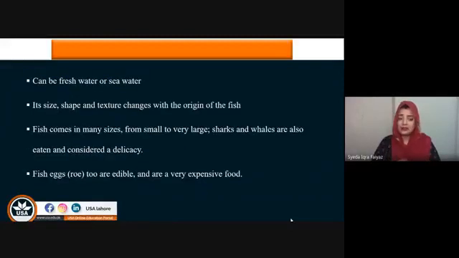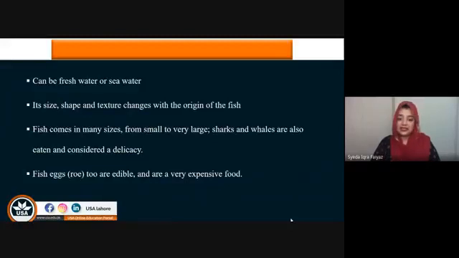Now, starting off, you have to remember that fish can be from either freshwater or seawater. Its size, shape, and texture change with the origin of the fish. Whether a fish is from freshwater or from seawater, the size, shape, and texture of the fish will also be different. For example, if a fish is from seawater, its shape and size will not be the same as one from freshwater. So we have to keep that in mind.